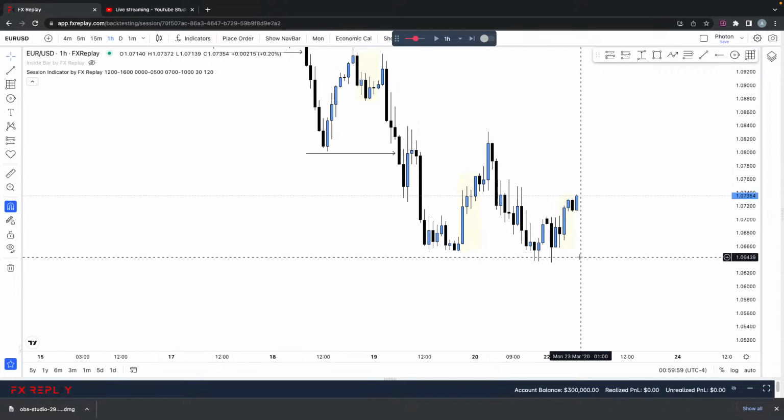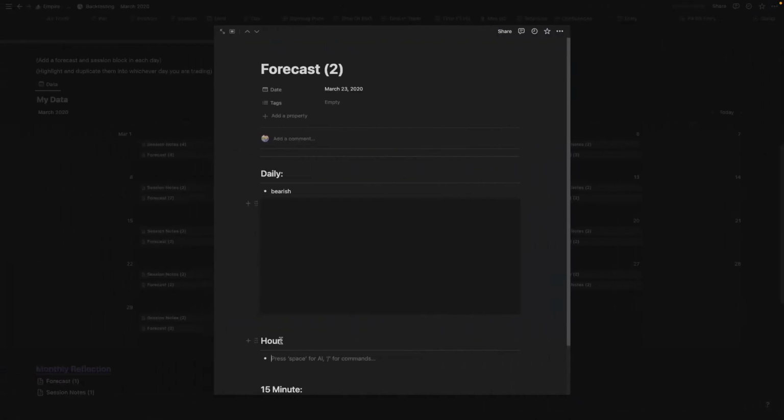So, yeah, no break in market structure there, but still overall bearish.